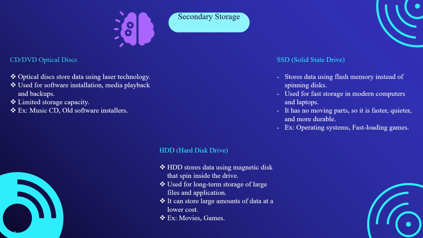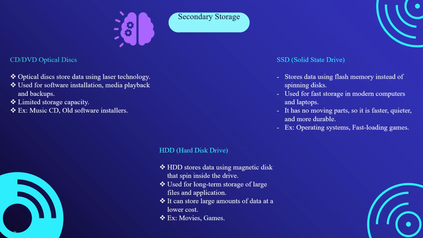Now let's move on to secondary storage, which is used for keeping data for a long time, even when the computer is switched off. The first example is the hard drive or hard disk. A hard drive stores data on a magnetic disk that spins rapidly inside the drive, and it's typically used for long-term storage of large files and large applications. Its biggest advantage is that it can store a huge amount of data at a relatively low cost, which is why hard drives are often used for storing things like movies and games.